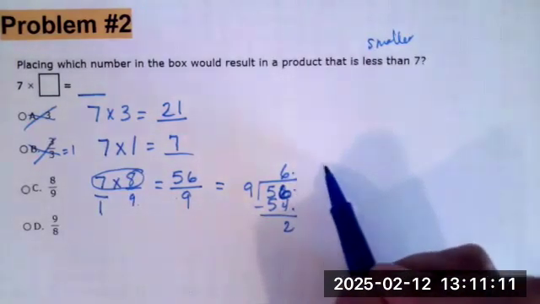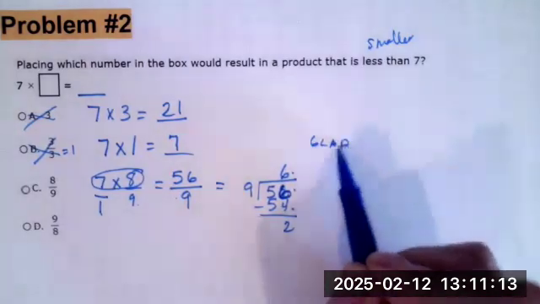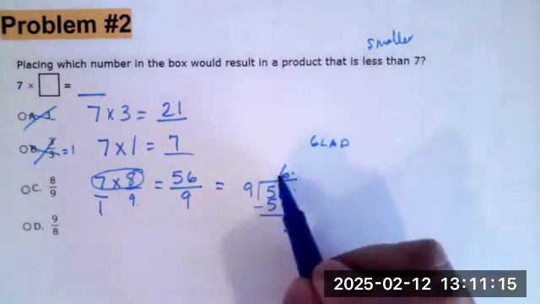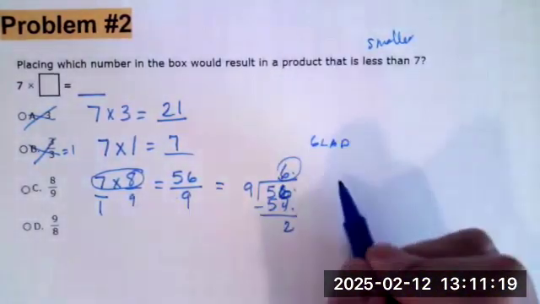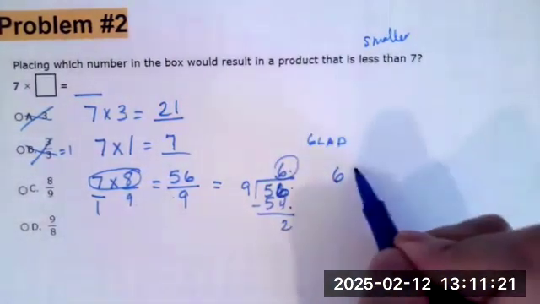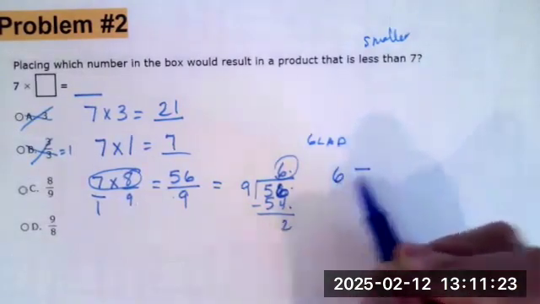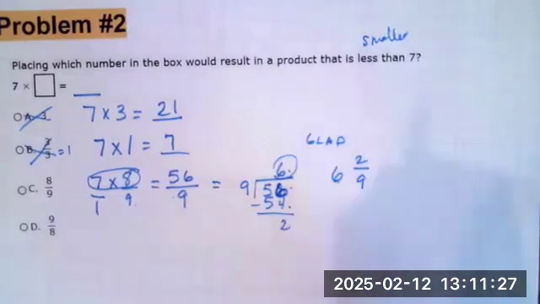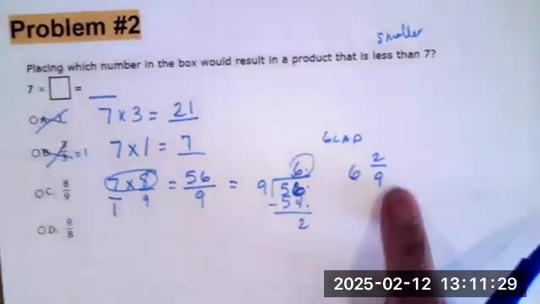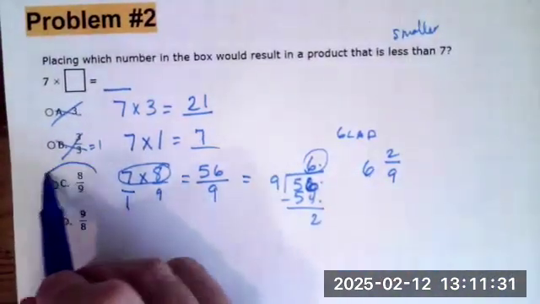So what's left over, we're going to get GLAD now and turn it into a mixed number to see if it's less than 7, which we already know it is. We don't even have to do any more math, just to practice. G stands for go divide. Leave the whole number. Always put the leftover on the top, and then your denominator stays the same. So this is definitely less than 7.